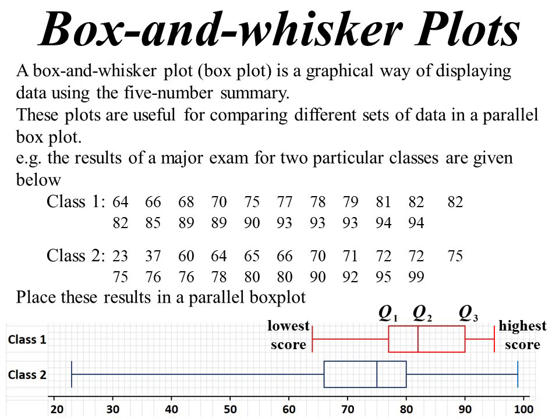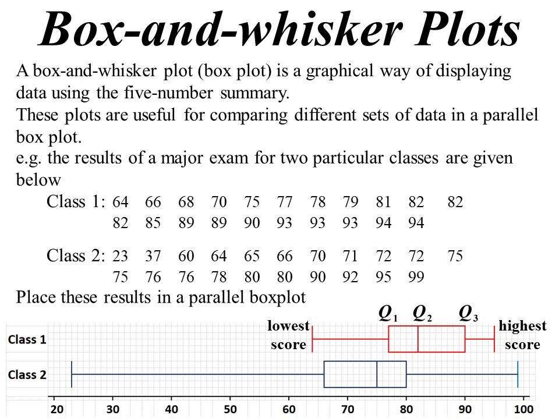There's those points. So the lowest score, we put a vertical bar, highest score, vertical bar, Q2, vertical bar, Q1, vertical bar, Q3, vertical bar. So they've all got vertical bars. But then we box the interquartile range and then draw what we call a whisker. So a line out to those lowest and highest scores.